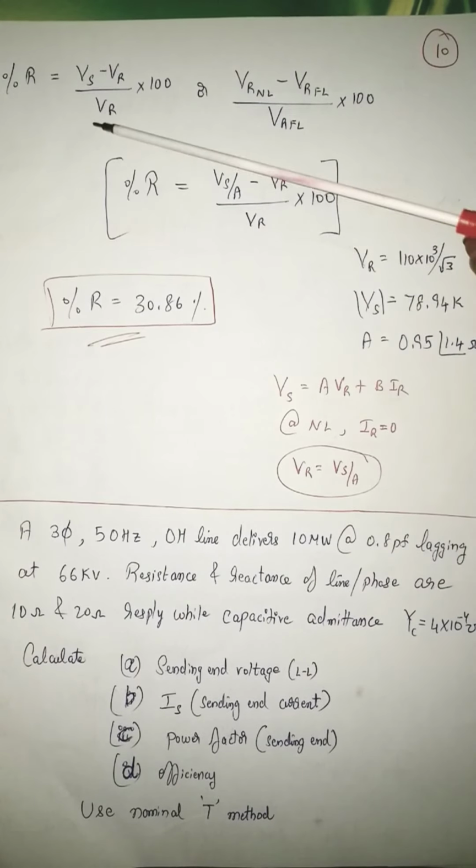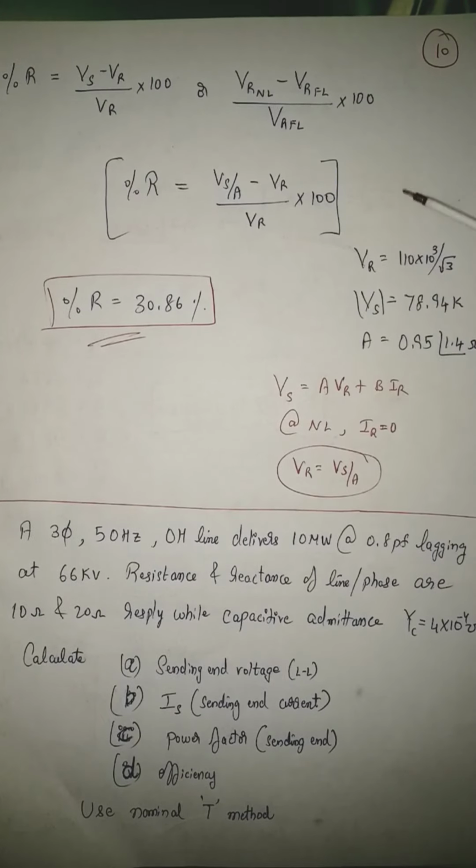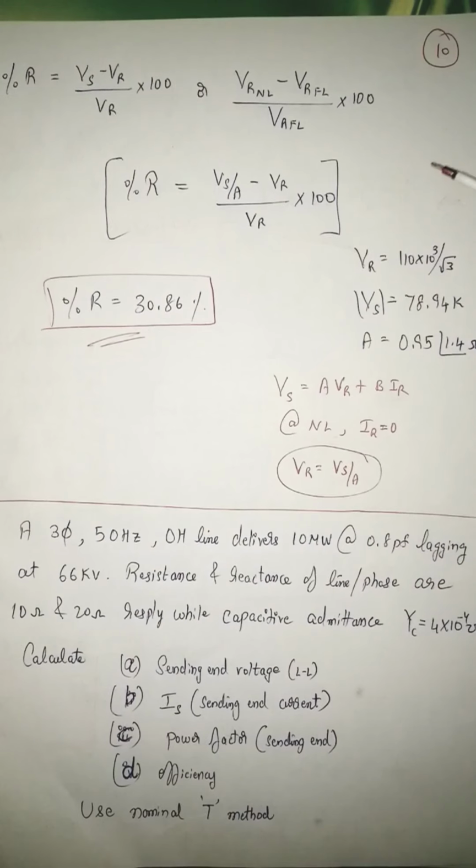Next we'll have to calculate the regulation. Formula for regulation is Vs minus VR by VR into 100 or VR no load minus VR full load by VR full load into 100. So you very well know that. See, Vs is given by AVR plus BIR. If you consider no load condition, IR will become 0.